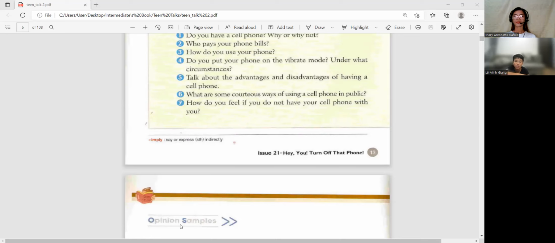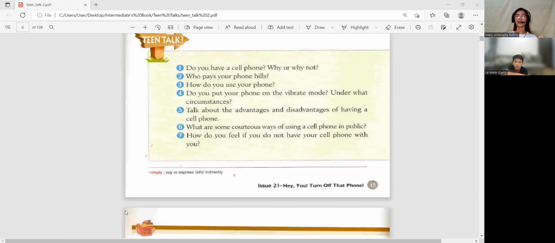Just like our example earlier. For example, you're bringing your phone to a mall. Have you been to a mall already? Yes. Okay. For example, you have your phone and you went to a mall and it rings. And there are lots of people looking at you because your phone rings. What will you do with your phone ringing?